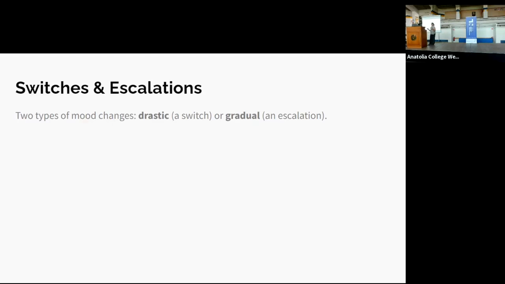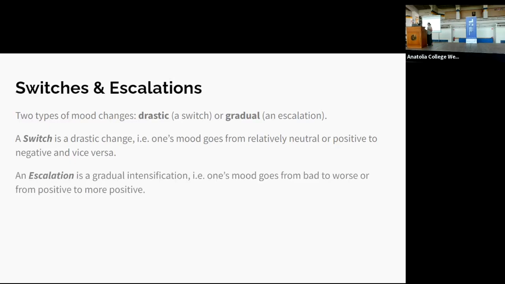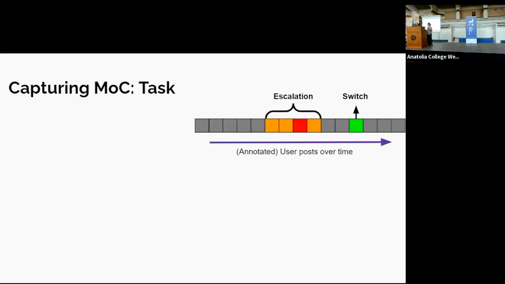So we are focusing very much on drastic changes, where someone's mood goes very quickly from positive to negative, or negative to positive, or a more gradual escalation, where someone's mood deteriorates or improves. So we have these two different types of changes. One is drastic, and the other one is gradual. So the switches and the escalations.